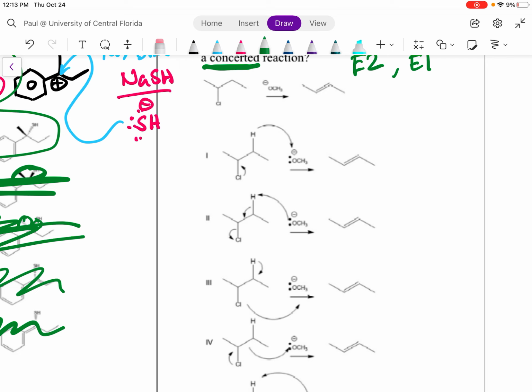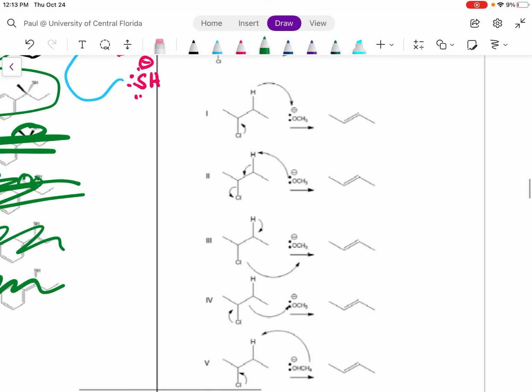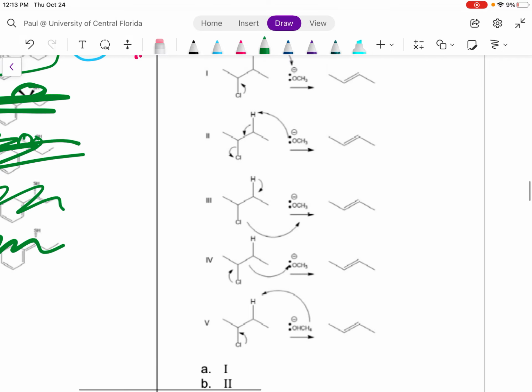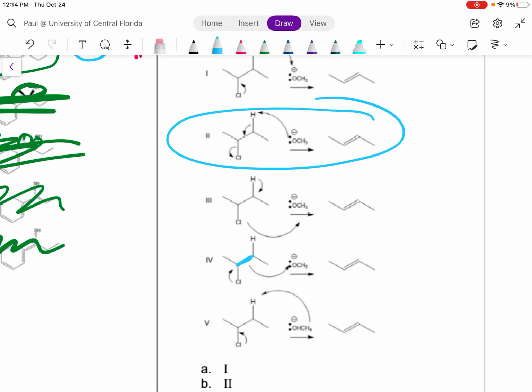Well, with an E2, what has to happen? The leaving group and the hydrogen being abstracted have to be antiperiplanar. So that's what we're looking for. And in all the answer choices, the hydrogen and the leaving group are antiperiplanar to this bond right here. Now we just have to remember what the mechanism is for E2, and that right there is the correct mechanism.